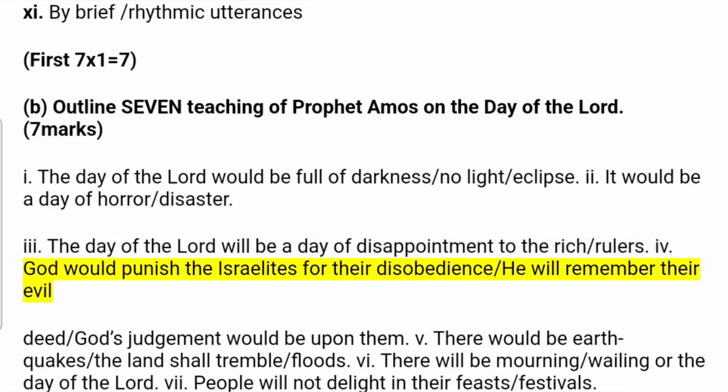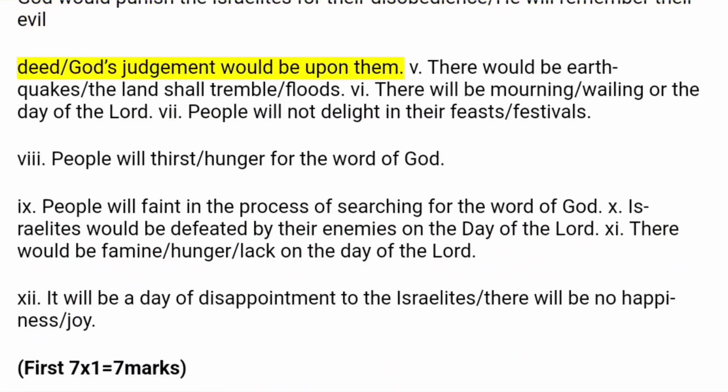4. God would punish the Israelites for their disobedience; he will remember their evil deeds, and God's judgment would be upon them. 5. There would be earthquakes, the land shall tremble, and floods. 6. There will be mourning and wailing on the day of the Lord. 7. People will not delight in their feasts and festivals. 8. People will thirst and hunger for the word of God.